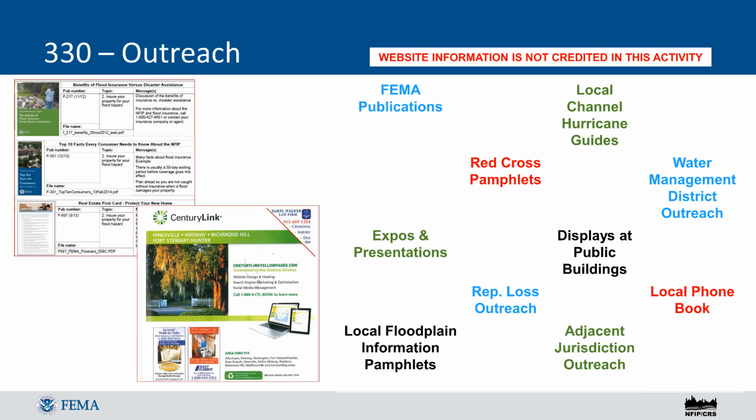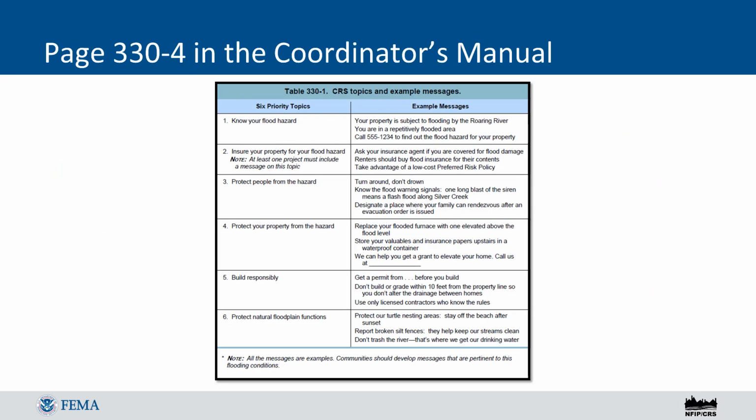Activity 330 is outreach. All kinds of outreach that goes to any audience is creditable under CRS, as long as it covers at least one of the 6 topics. Just make sure you tell us how often it goes out, who the audience is, and show us a marked up copy of your outreach projects showing where the topics are covered. In order to get credit for covering a topic, you have to have an action statement telling the reader what to do or not to do. Without an action statement, no credit will be received.